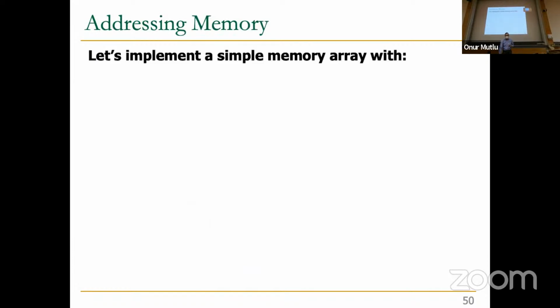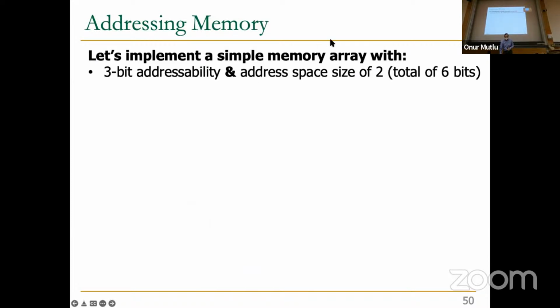Now, let's take a look at how we actually form this memory. Let's implement a simple memory array. This is going to be very simple. 3-bit addressability and an address space of 2, meaning you have 2 locations. So you need a 1-bit address, and each location contains 3 bits so that we can fit it on the slide and follow it more easily.